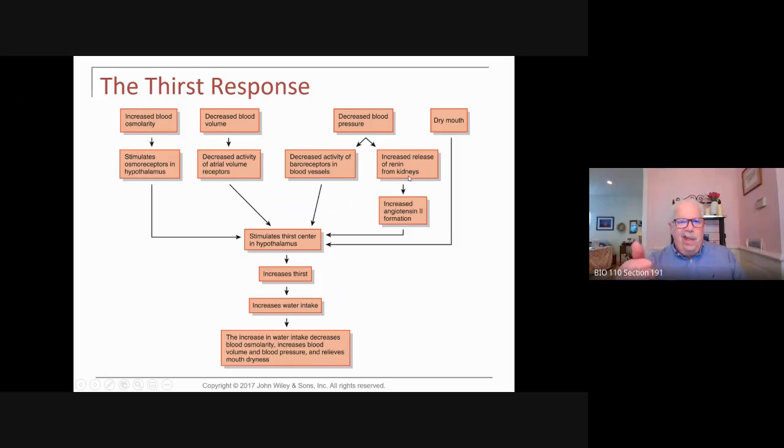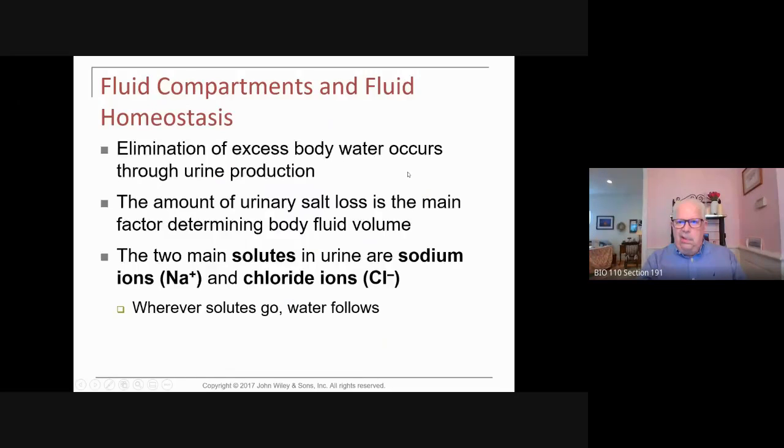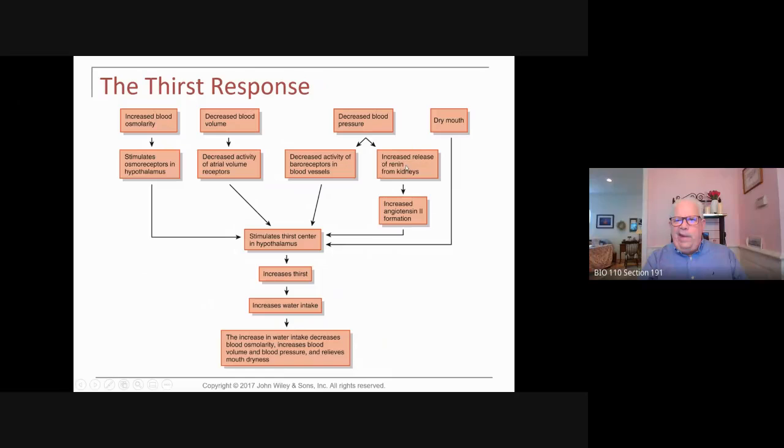Oh, and by the way, there will be more questions on that system again in exam number 3. When you have an increased release of renin from the kidneys, it stimulates the formation of angiotensin II. All of these functions stimulate the thirst center in the hypothalamus. You increase your thirst. You increase your water intake.